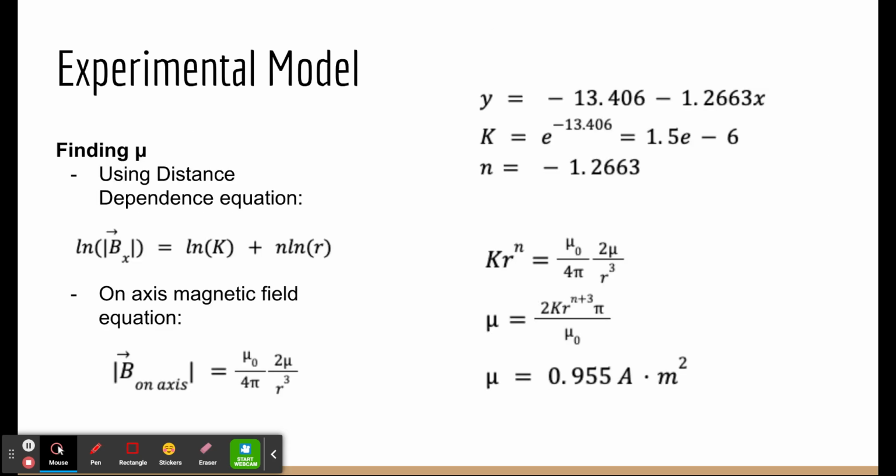In order to find mu, the distance dependence equation was used along with the on-axis magnetic field equation. On the right-hand side, certain variables and equations are defined. The y equation can be attained from the previous data on the previous slide, and the k value can be calculated by taking e to the n, so e to the negative 13.406, yielding 1.5 times 10 to the negative 6th. We can then plug all these values into the equation, k r to the n, and we can solve for mu, and it's going to be 0.955.